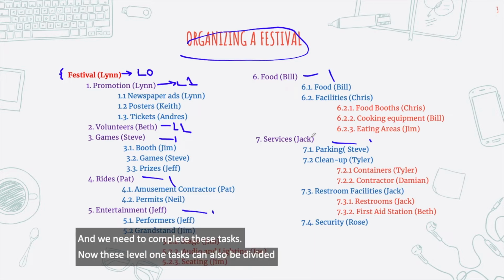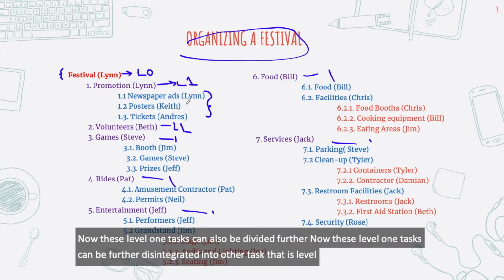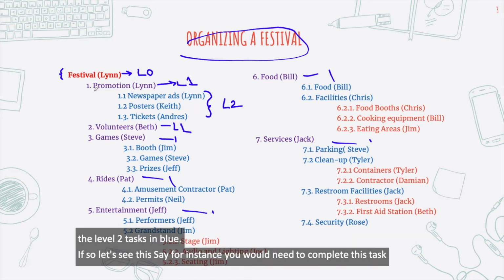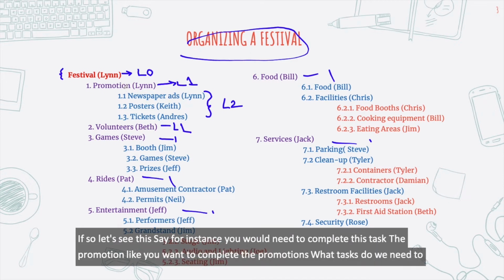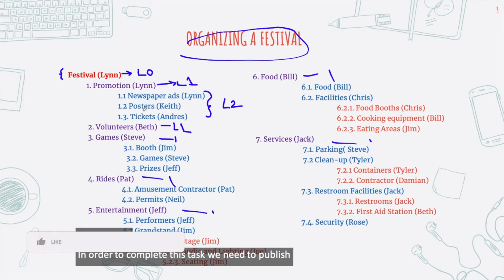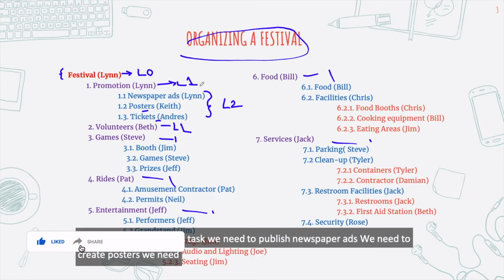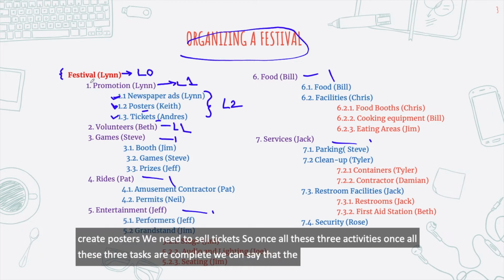Now these level 1 tasks can be further disintegrated into other tasks, that is level 2. So I have marked all the level 2 tasks in blue. If you want to complete the promotions, what tasks do we need to do in order to complete this task? We need to publish newspaper ads, we need to create posters, we need to sell tickets. Once all these 3 tasks are complete, we can say that the promotion for the festival is also complete. Is that clear?